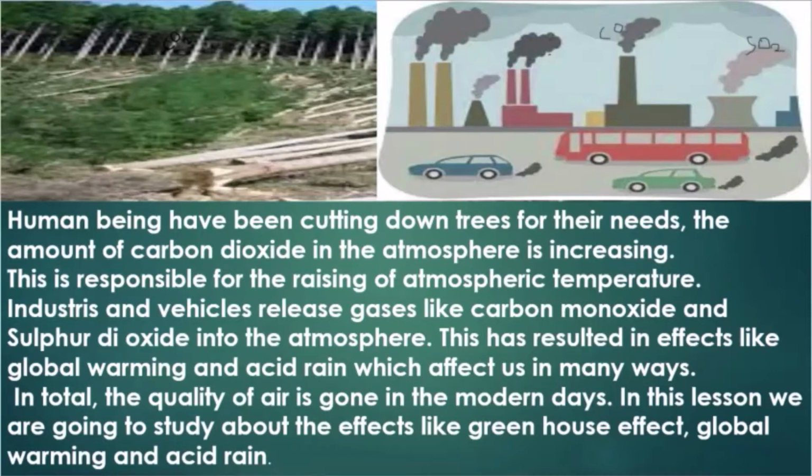Industries and vehicles release gases like carbon monoxide and sulfur dioxide into the atmosphere. This has resulted in effects like global warming and acid rain, which affect us in many ways. In this lesson, we are going to study the greenhouse effect, global warming, and acid rain. We will also study the occurrence and properties of the gases oxygen, nitrogen, and carbon dioxide.